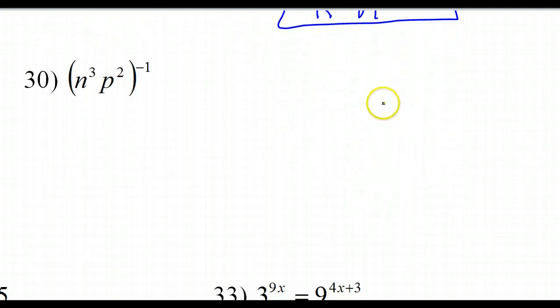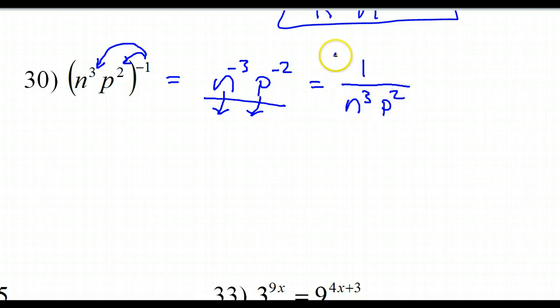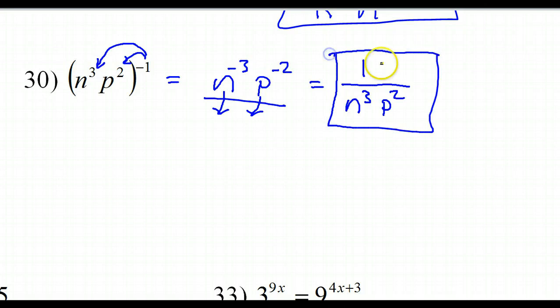How about number 30? This is relatively simple. One way to do it is just to go ahead and multiply all of these. So that would give me n to the negative 3 power and p to the negative 2 power. These both have to drop down. So that would give me 1 over n to the third power p squared. So that would be the answer.